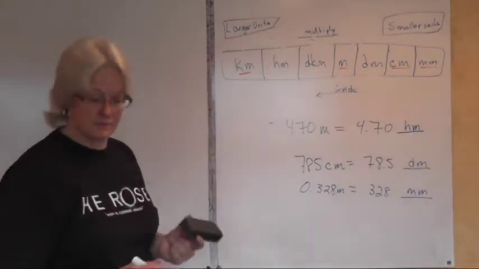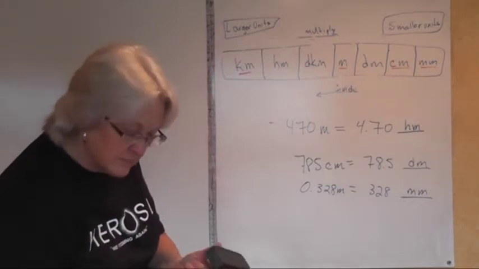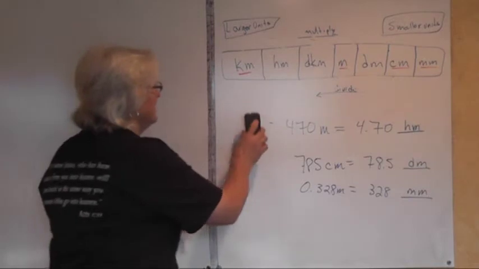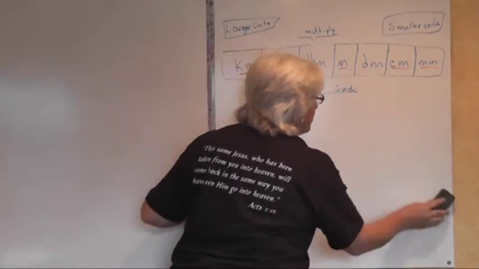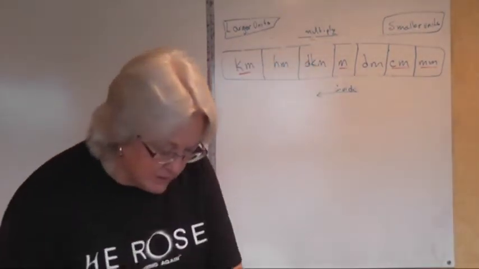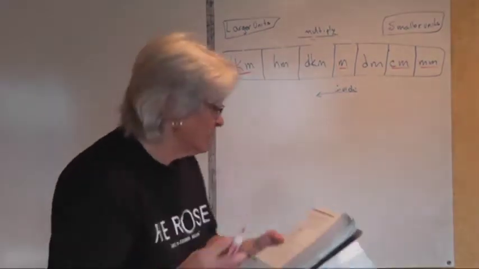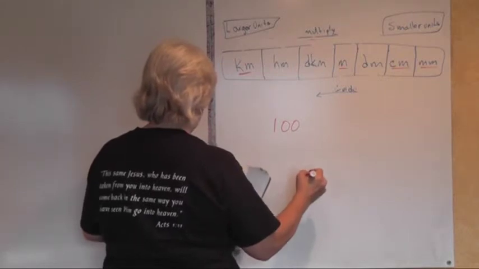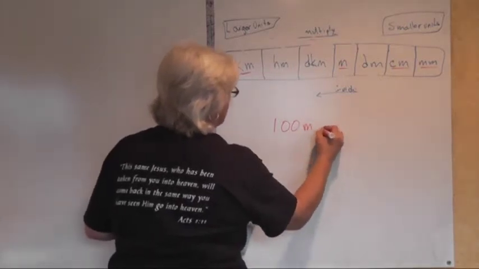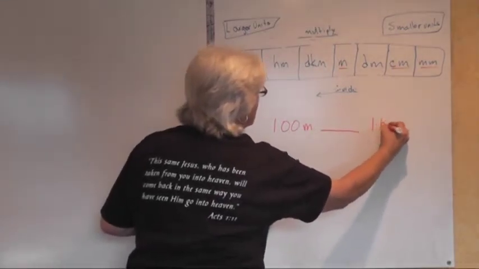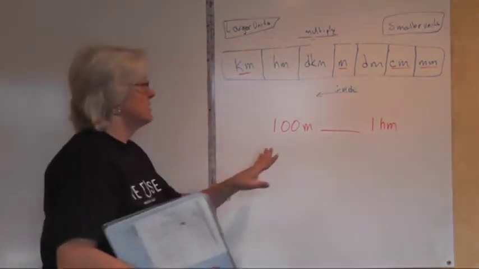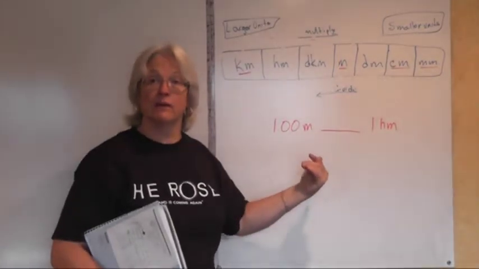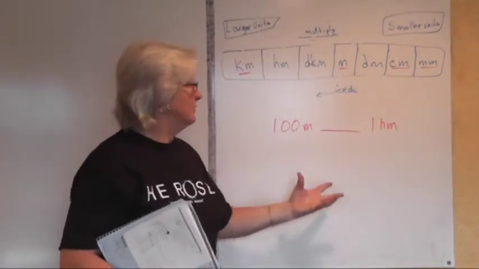is millimeters. See, the last thing that they're talking about is comparing units with greater than, less than, or equal. So let's do these 3. If you have 100 meters, 1 hectometer. Is 100 meters greater than a hectometer, less than a hectometer, or equal to a hectometer?